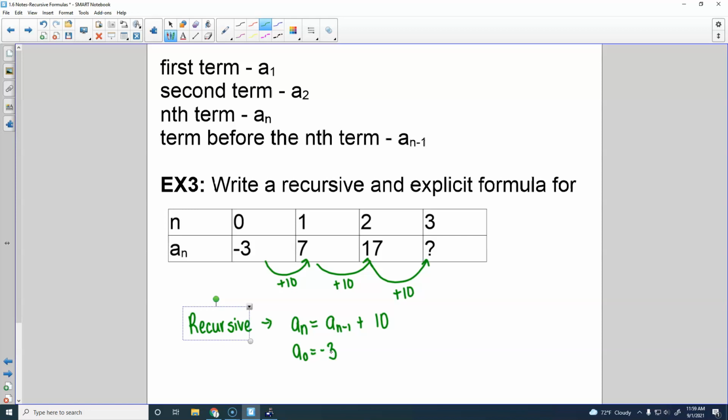the explicit. So the explicit formula, what we're looking for here is a sub n equals, and then we need some formula right here that involves the n. Not an a sub n minus 1. So, like, I need to be able to take 3, plug it in, and figure out what I would get here. So, what could I say for this? Anybody know? Okay, I'm hearing 10n minus 3.